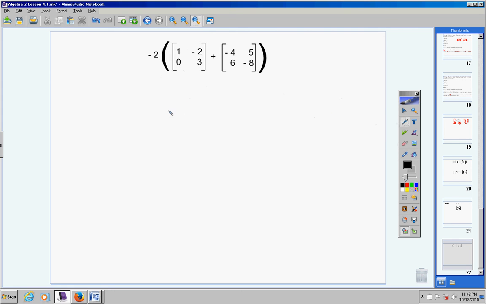What I'm going to do is bring down my negative 2. I'm going to put a matrix right here. And now I'm going to add these 2 matrices together and put my result right here. Okay? 1 plus negative 4. Negative 2 plus 5. 0 plus 6. 3 plus negative 8. There we go. Pretty simple, students. Okay, so I added my 2 matrices together. Next, I'm going to take the negative 2 and multiply it through, and I'm finished.